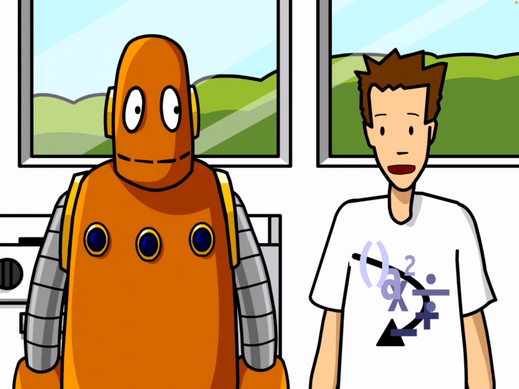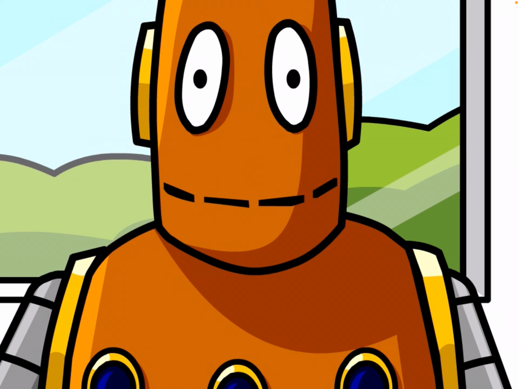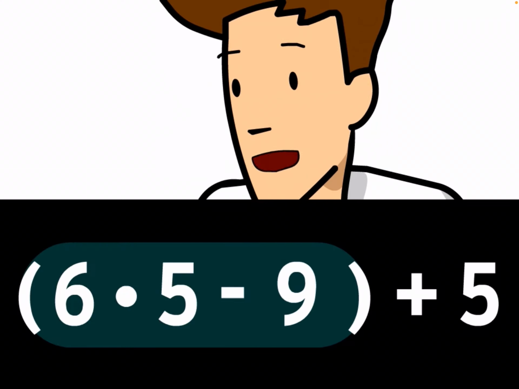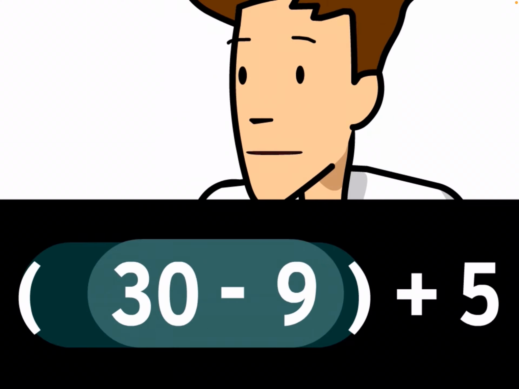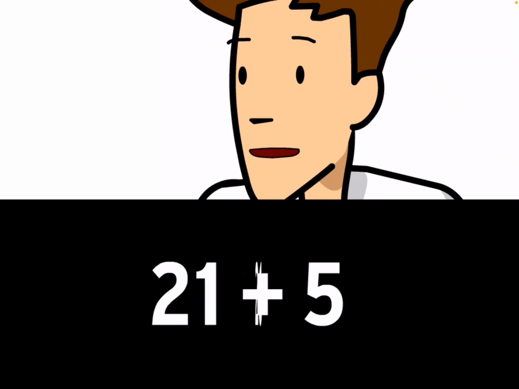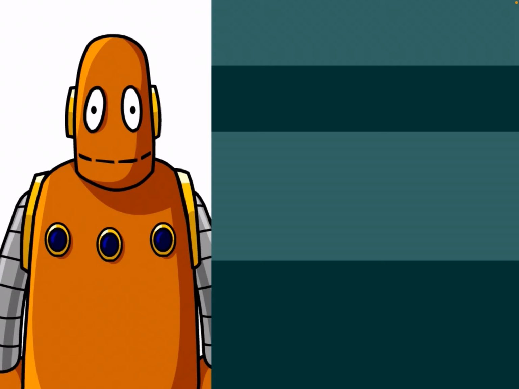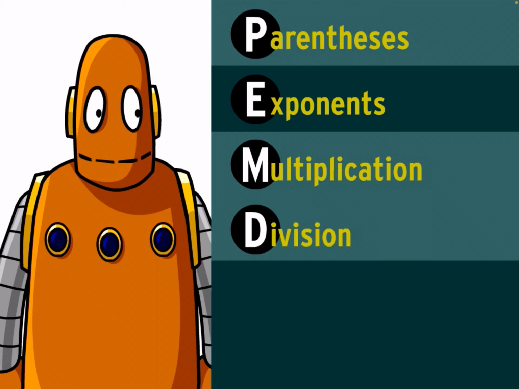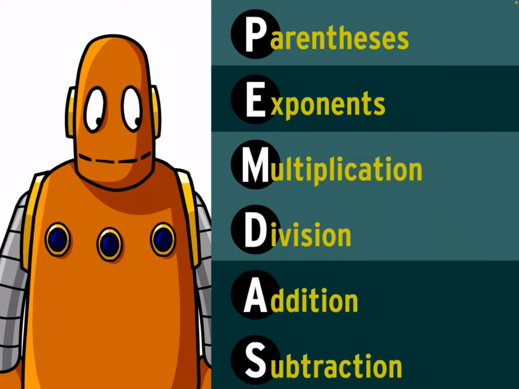Well, if we ignore the order of operations, there's no telling what we'd end up with. The order of operations ensures that everybody ends up with the same correct answer. Hey, good question. When you come across multiple operations inside parentheses, you do those in the correct order too. Then you do the stuff outside. So, once again, parentheses, then exponents, then multiplication and division, and finally addition and subtraction.